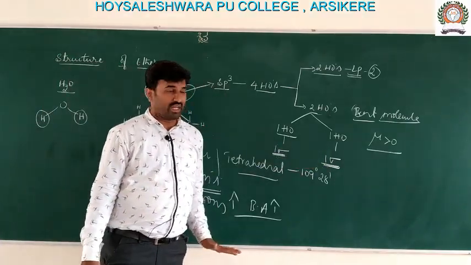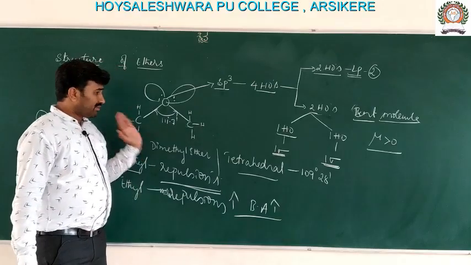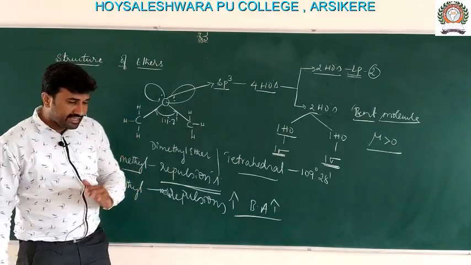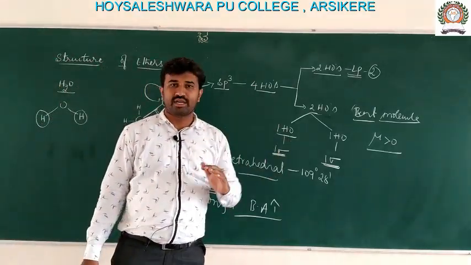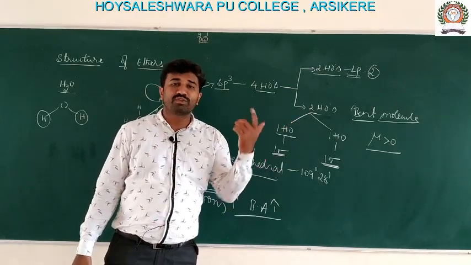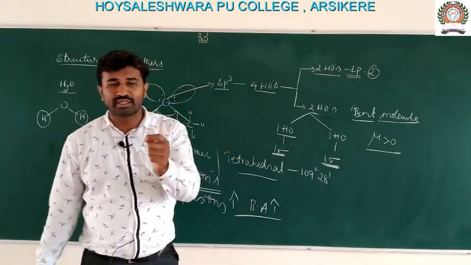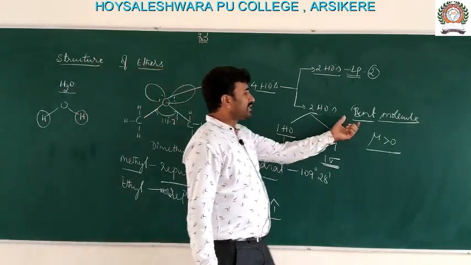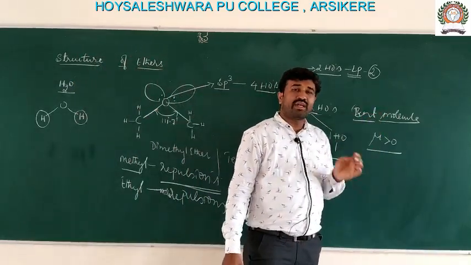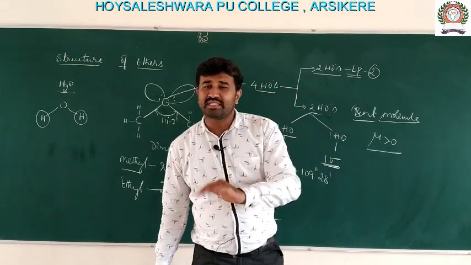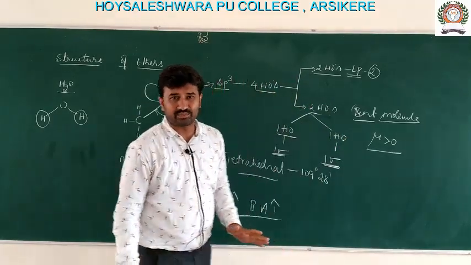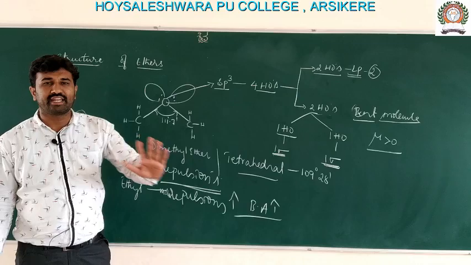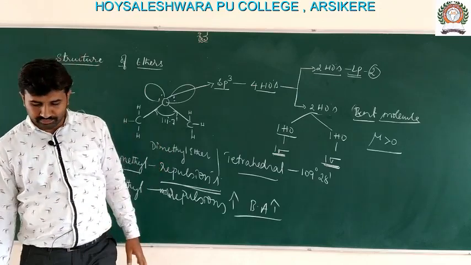And remember these things: with the increase in carbon atoms, or the bulkier the group, the more will be the repulsion and the bond angle is also more. That is very, very important. And ethers have a bent molecule, they have a dipole moment that is greater than 0. Okay, they are polar in nature.